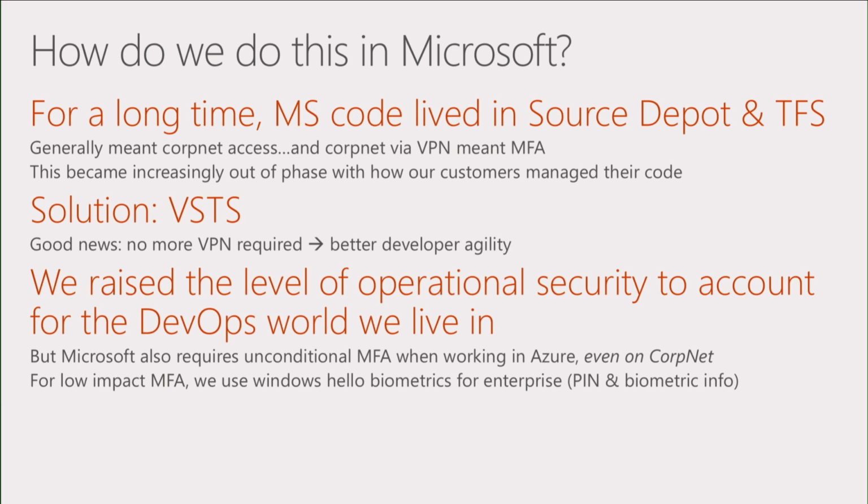A little bit of history in Microsoft. For a long time, our source code lived in Source Depot, which is a version of Perforce, and TFS for a long time. What does it mean? Well, if you are within the corporate network, you can access the source code, no problem. If you're outside the corporate network, you need to VPN. This is becoming a challenge as we have gone through our transformation and really becoming an agile company. The solution is VSTS. You don't need VPN to access VSTS. Better developer agility.